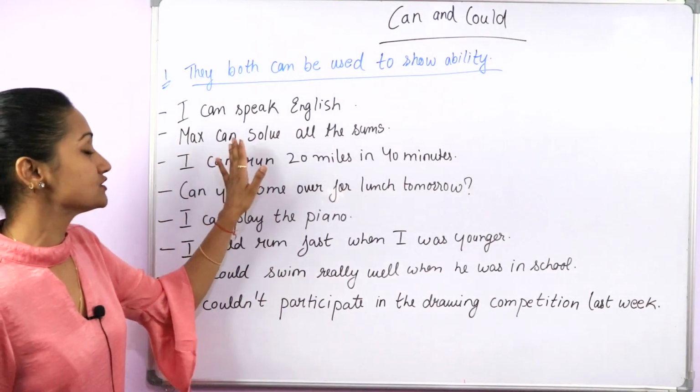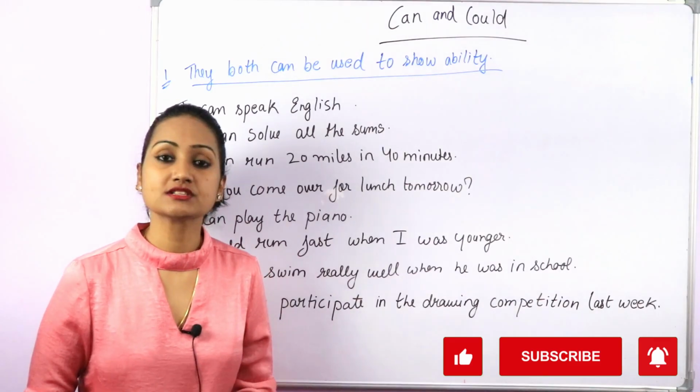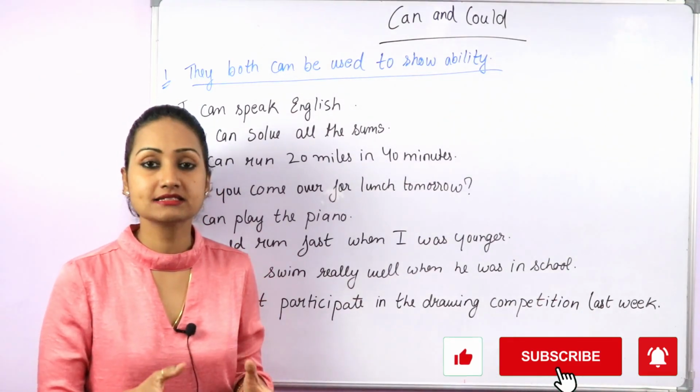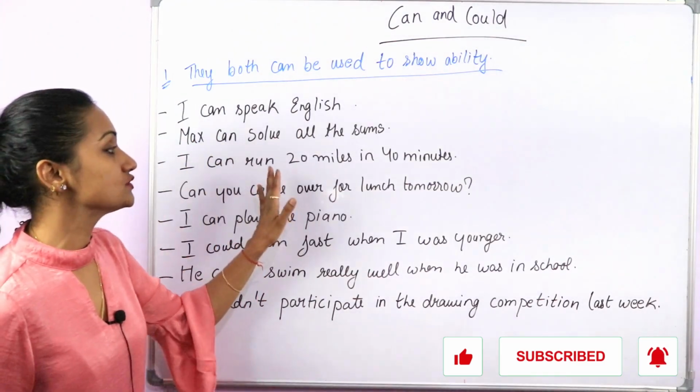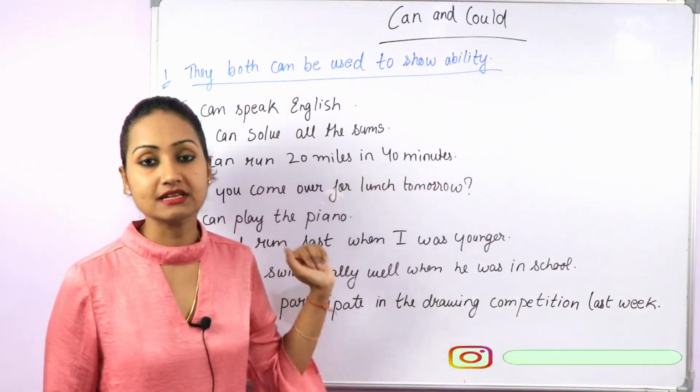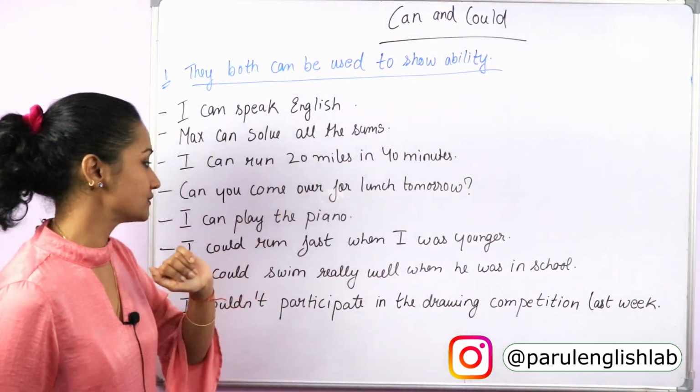Okay, Max can solve all the sums. He is good at mathematics, so he can solve all the sums. He has this ability that he can solve the sums. I can run 20 miles in 40 minutes. That's my ability. I can run 20 miles in 40 minutes.